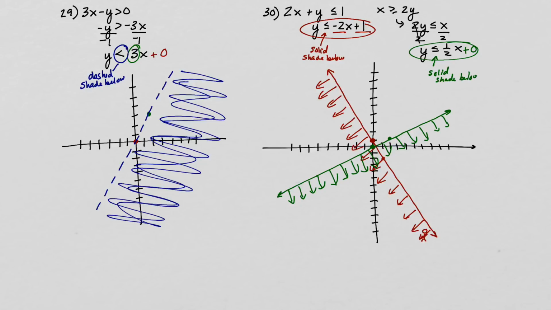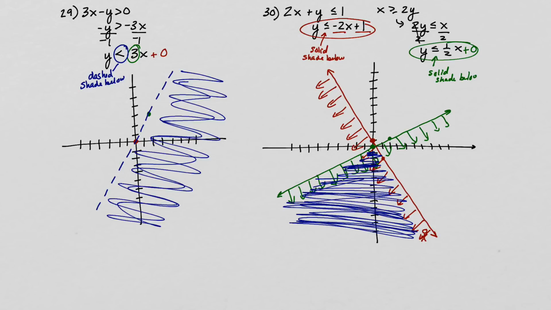All right, so if you notice, it's this area in here where the green arrows and the red arrows overlap. And so that means that this area in here, that is your answer. And so that's the part we want to shade all the way in, right? So that's the part we're looking for on our answer.